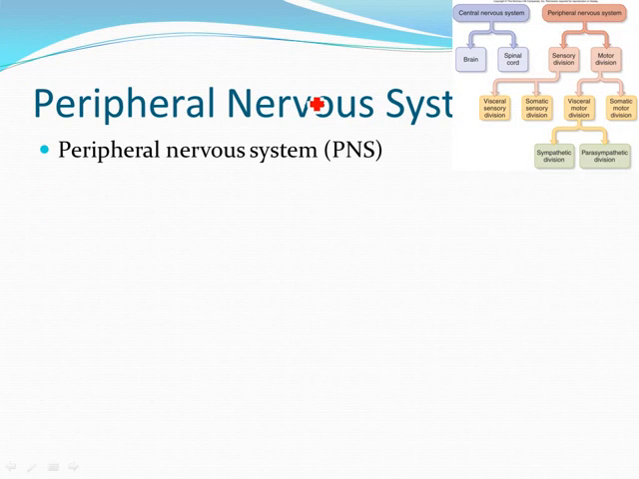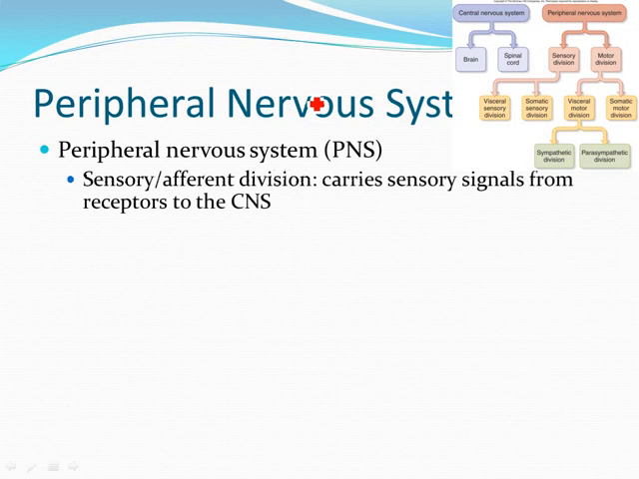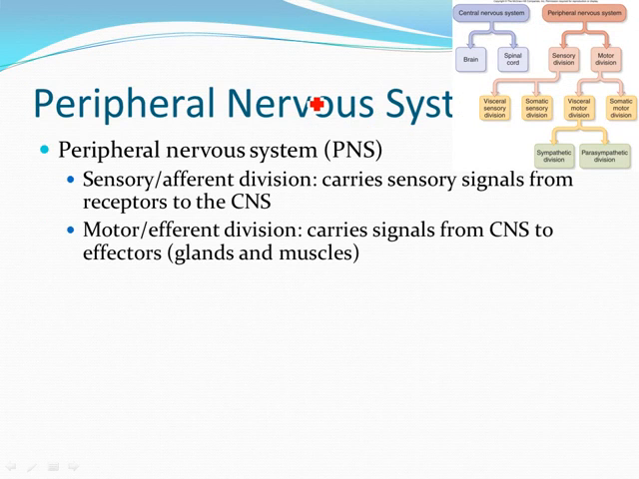All right, the peripheral nervous system is divided up even more. We have the sensory division, and this carries sensory signals from our body to the central nervous system. The motor division, like we've been talking about, carries information from our CNS to our body. Yeah, muscles, very good. Muscles and glands.